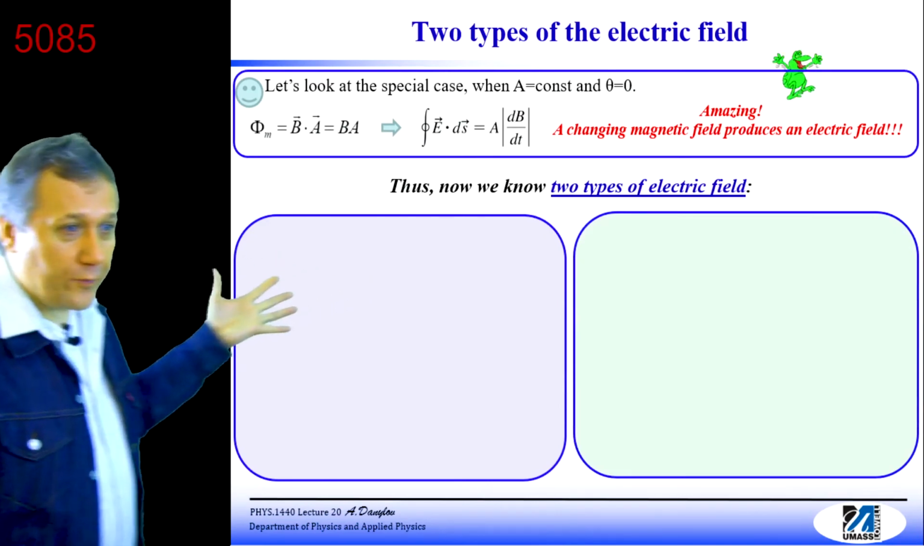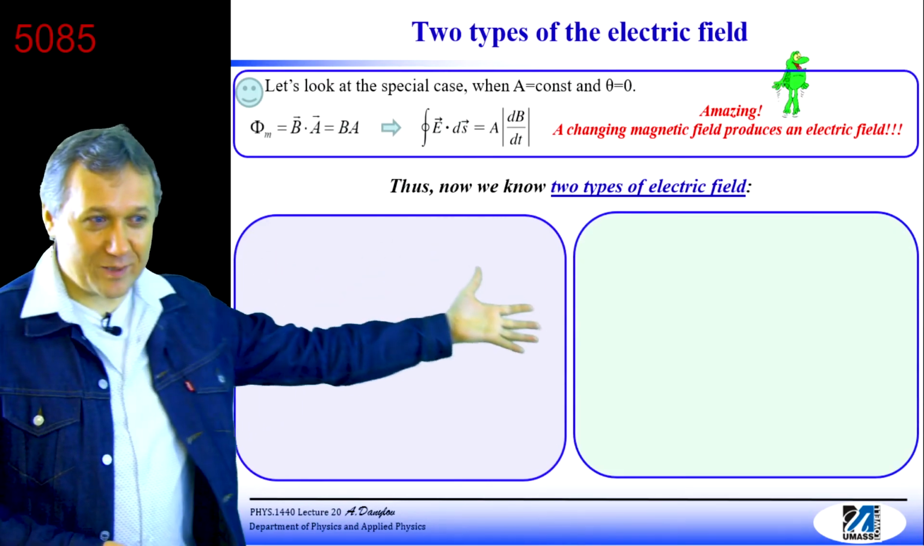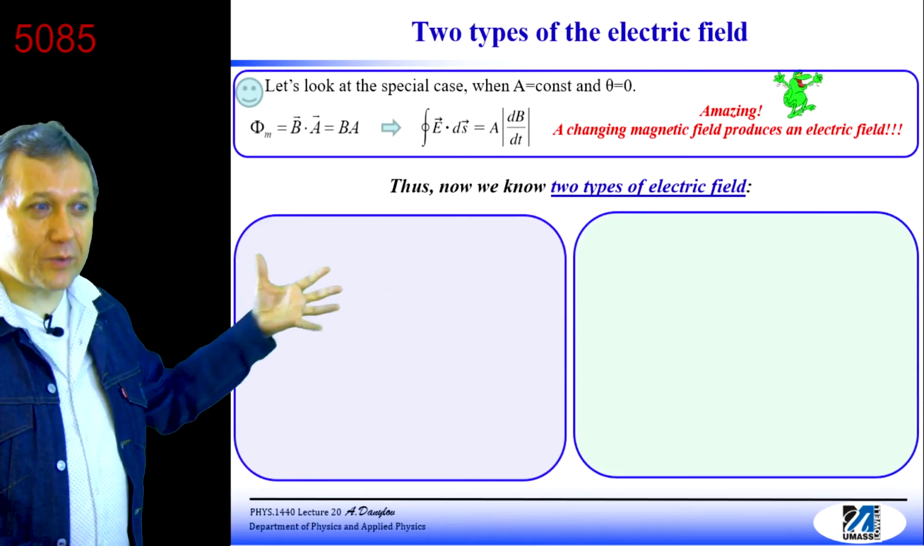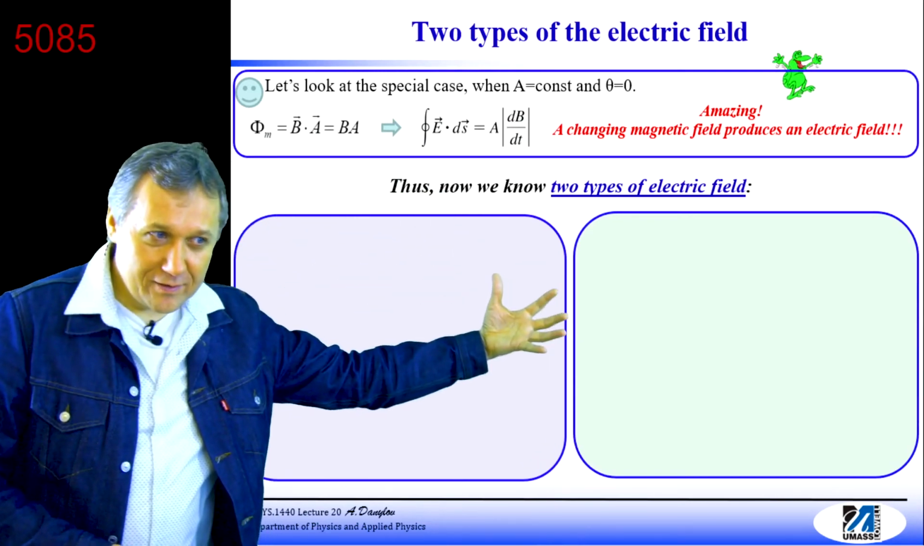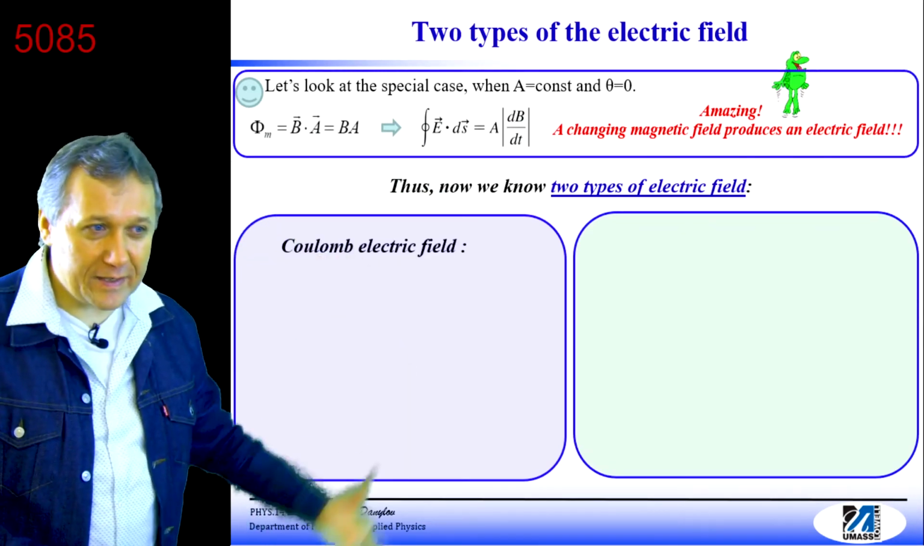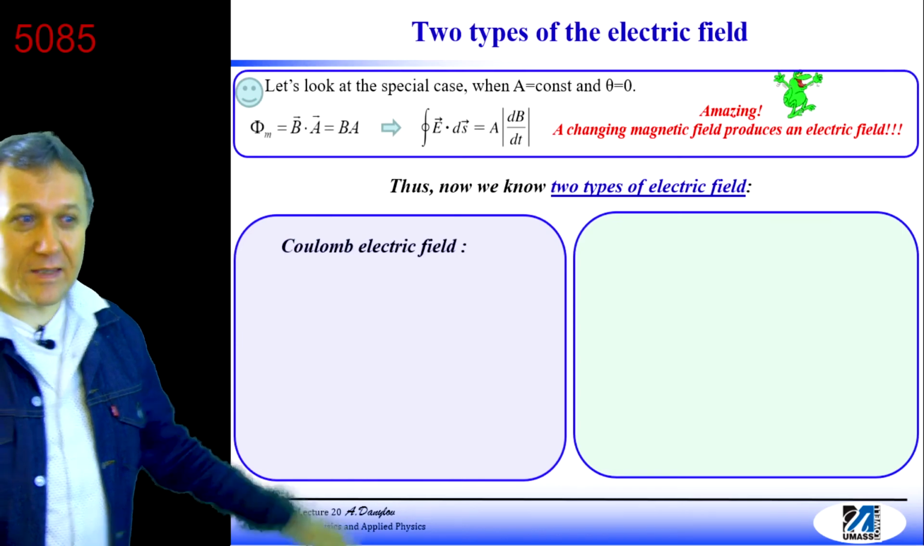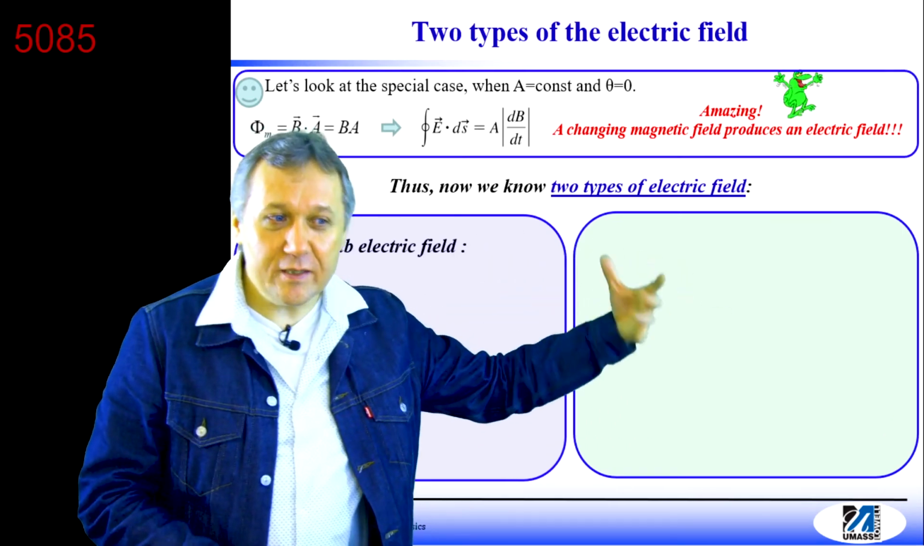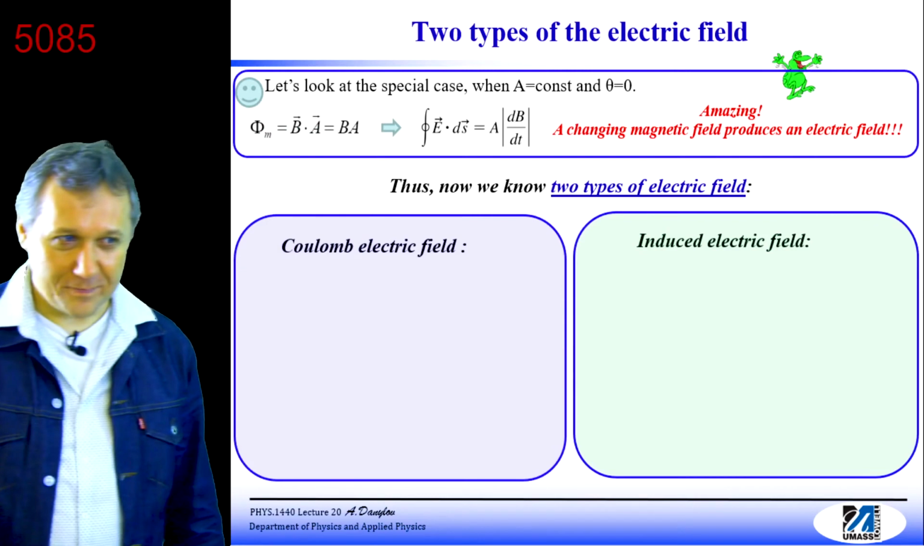Okay, so two fields. So first box, second box. This box will be about the old electric field. We can call it Coulomb electric field. And now the new electric field, the induced electric field, right?